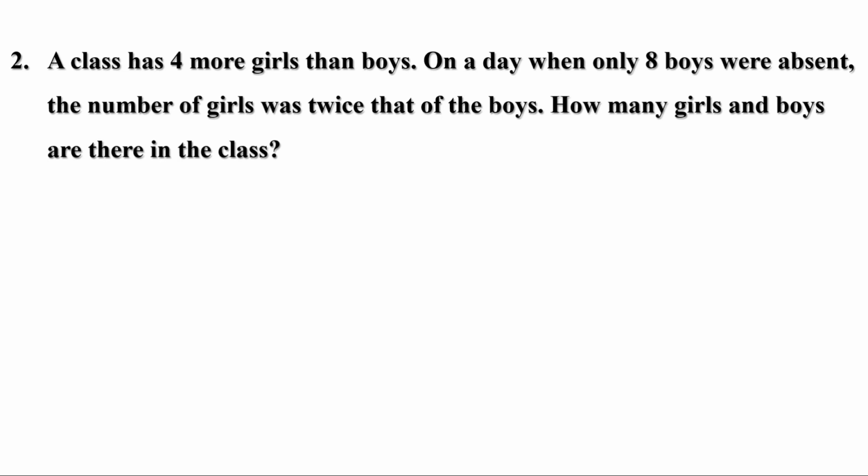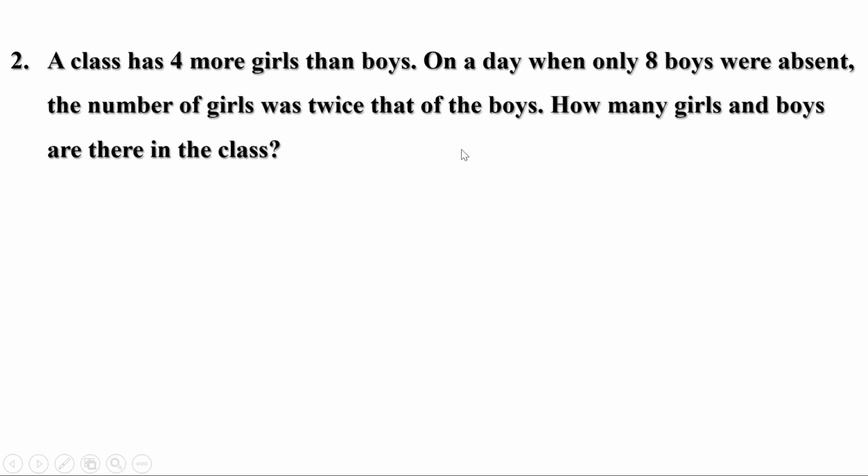Number of girls is 4 more than the number of boys, or number of boys is 4 less than the number of girls. On a day, 8 boys were absent. On that day, number of boys is 12 less than the number of girls, because already number of boys is 4 less than the number of girls, and on that day 8 boys were absent. On that day the number of girls was twice that of the boys.